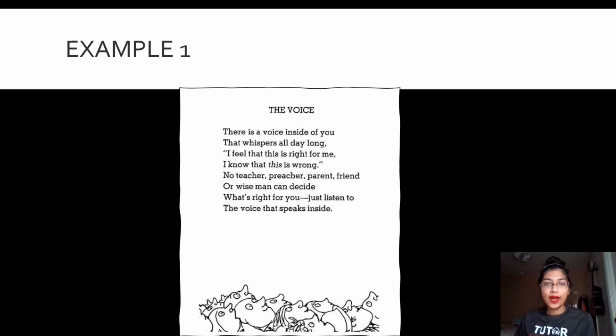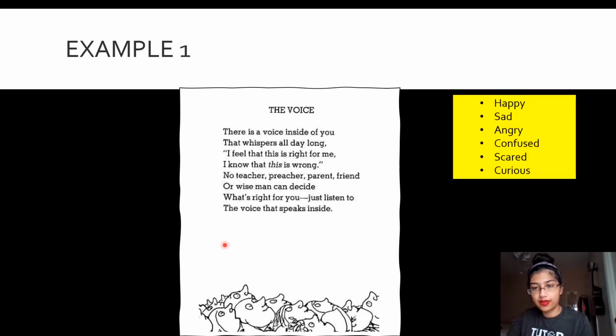So, let's go ahead and look at the picture first before we read it. What do we see? Well, I see a bunch of faces just looking up. I'm going to go ahead and put the list of common emotions that we have talked about in the previous slides. And I'm going to look at my list of emotions, and I'm going to think this picture, without reading the poem, makes me feel scared.